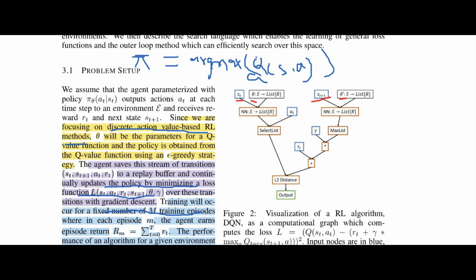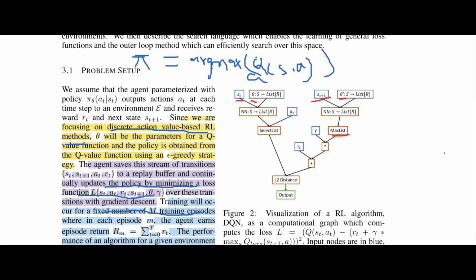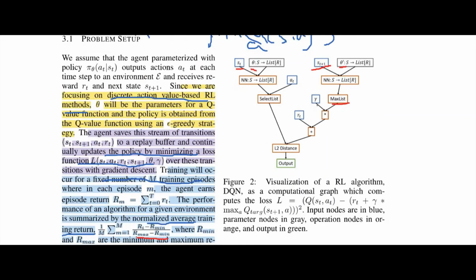And I think NN is a neural network, which maps states to a list of rewards. So this is basically the Q function which maps state to a reward for each action, I think. And they are taking the max, which is the argmax, the discount, and stuff, and then they are basically taking the L2 distance. So this is showing how you can represent the DQN algorithm loss using a computation graph.